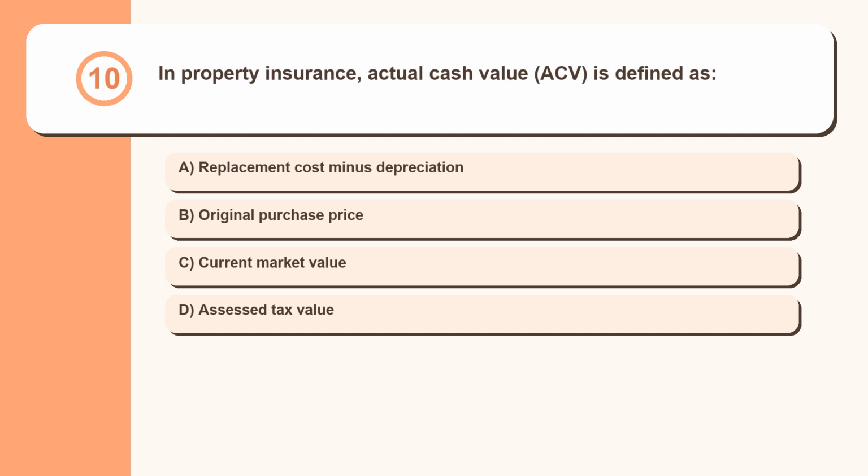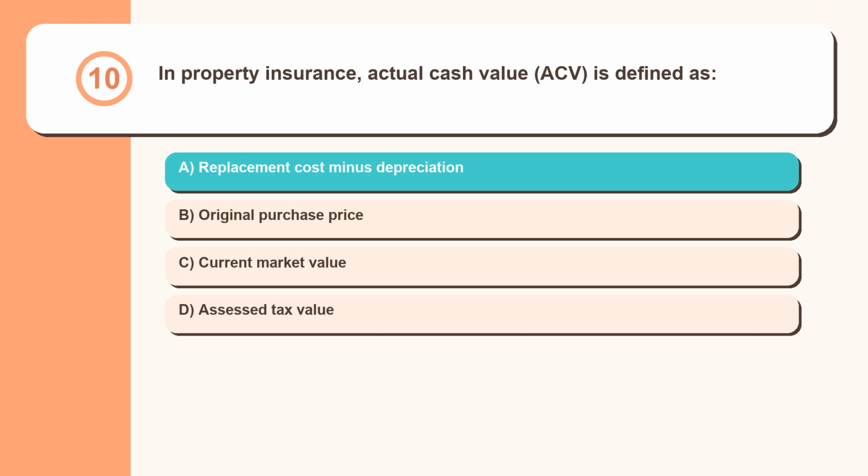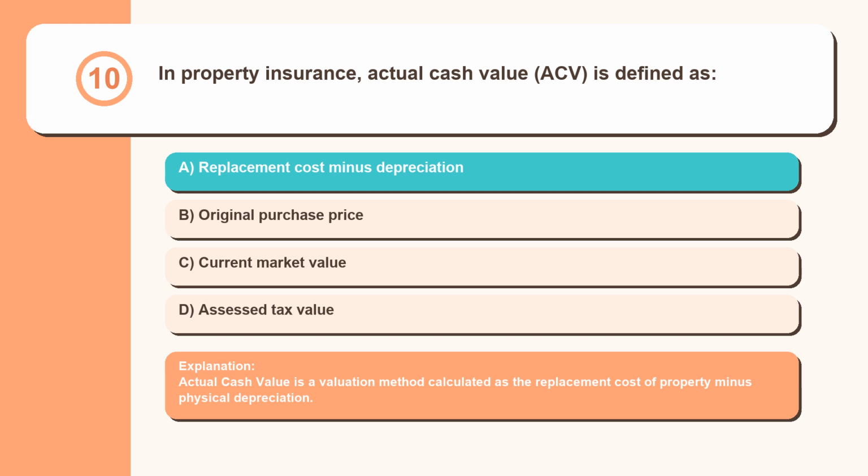Question 10. In property insurance, actual cash value, ACV, is defined as: replacement cost minus depreciation, original purchase price, current market value, assessed tax value? Actual cash value is a valuation method calculated as the replacement cost of property minus physical depreciation.